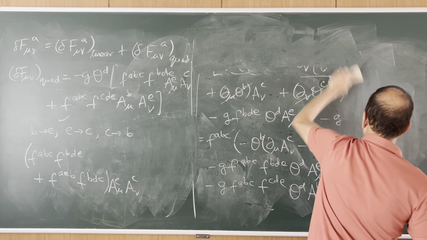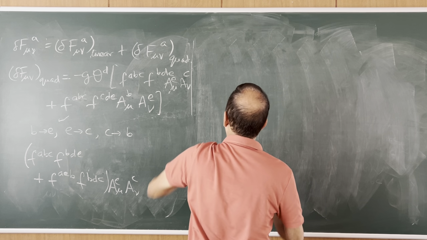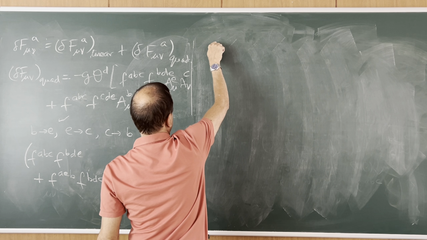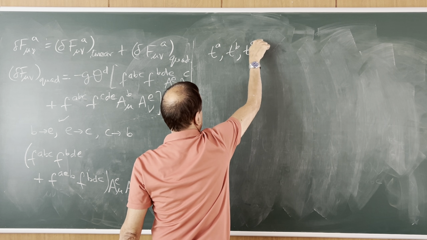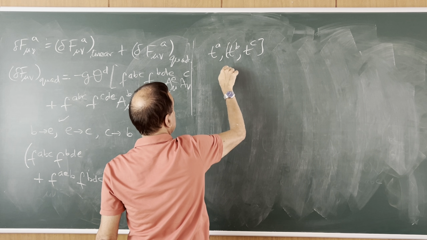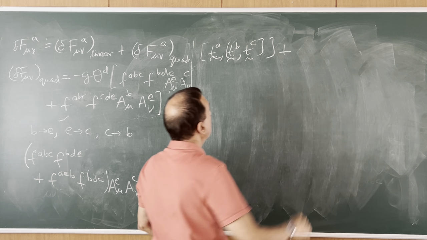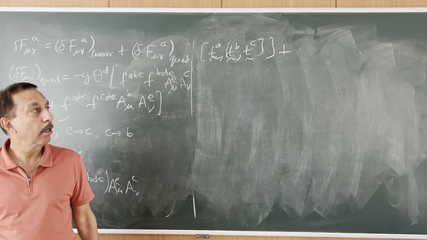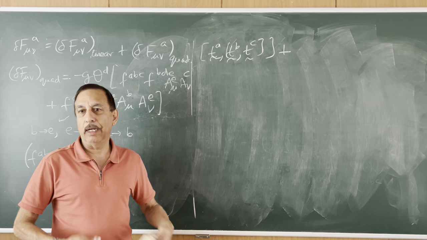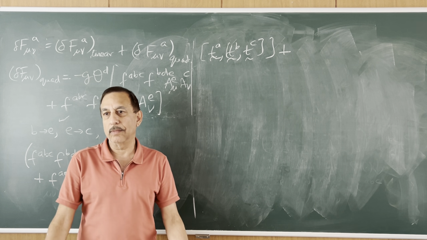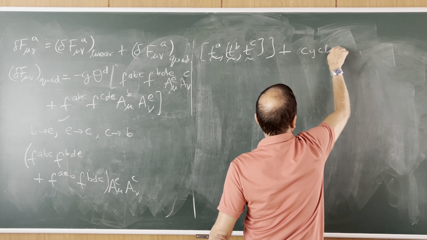And where does this identity come from? It comes exactly from matrices. So in general, if we take the generators of the Lie algebra and write this plus permuting BCA and CAB, I will get 0. Why? Because in any representation, these are matrices. When they are matrices, I can expand it out and all the terms cancel and I get 0. So plus cyclic equals 0.